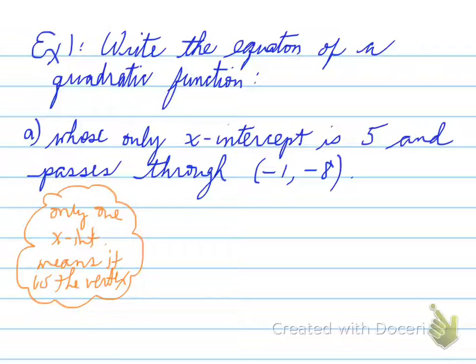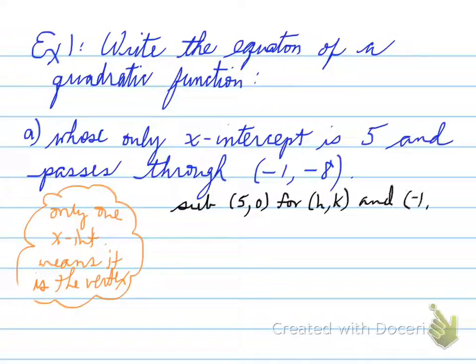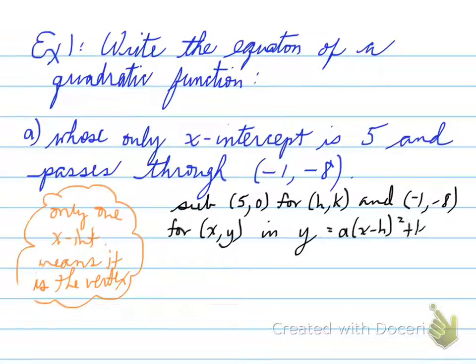But in order to do that, you need to state what you are actually planning to do. So we sub (5, 0) for h and k, and (-1, -8) for x and y. That's our point going into the generic equation in vertex form. You have to state this because it tells me that you are going to do the following in order to solve the problem.